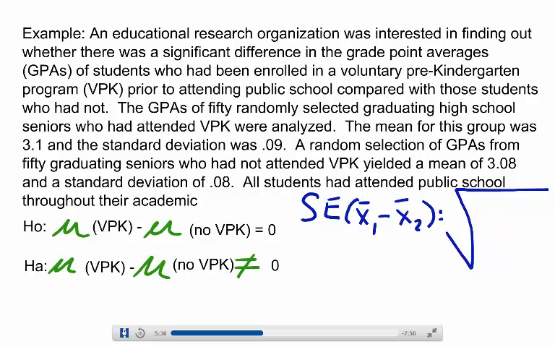In our case, the standard error for the difference of means 1 and 2 can be found by taking 0.09, raising it to the second power, dividing it by our sample size of 50, and adding this to our standard deviation for group 2, 0.08, raised to the second power, divided by the sample size of 50.